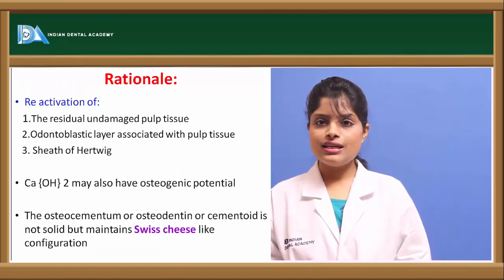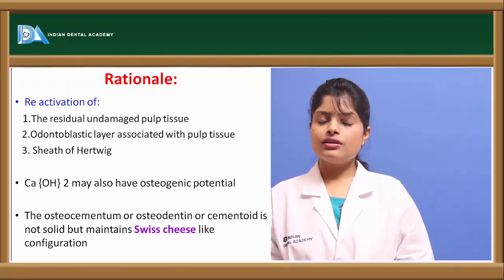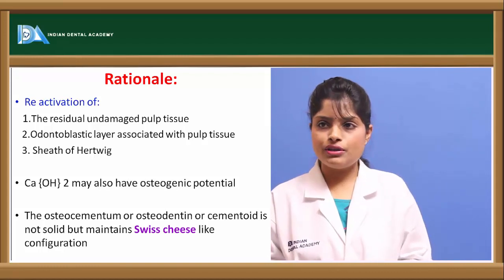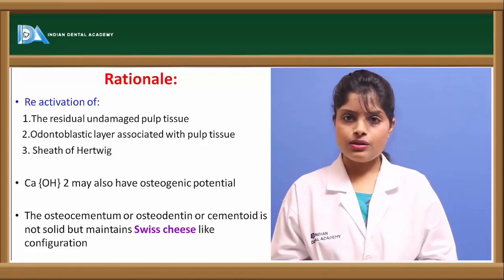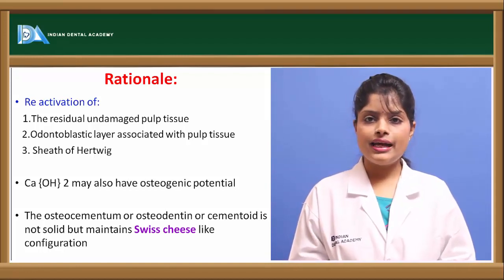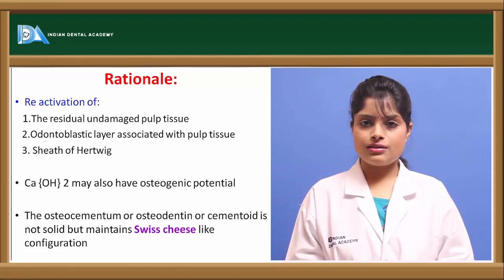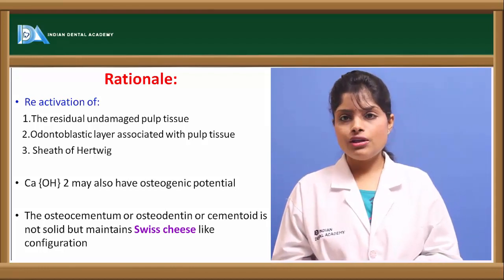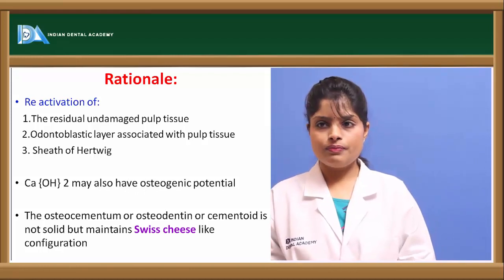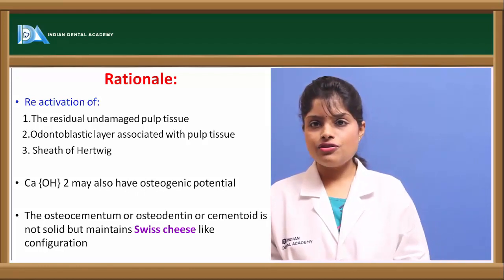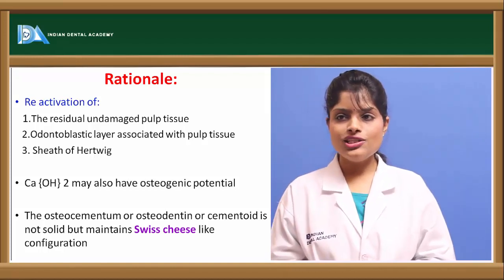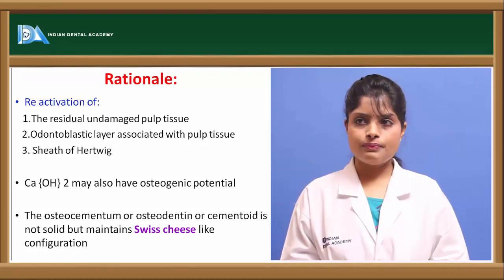The various rationales for the treatment are the reactivation of the undamaged or vital residual pulp tissue, then reactivation of the odontoblastic layer, which will further lay down the osteoid matrix, and the reactivation of Hertwig's epithelial root sheath, which will help in root end formation. Even after the osteoid barrier is obtained, it can be of a Swiss cheese type of configuration.